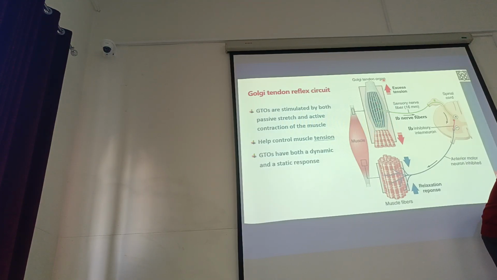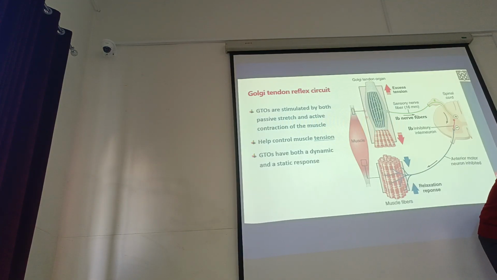So the Golgi tendon organ is activated when the muscle contracts, right? So that's why we say that these receptors are sensitive to tension of a muscle or force of a muscle. So it's different from muscle spindle, which is sensitive to the length of the muscle, right?